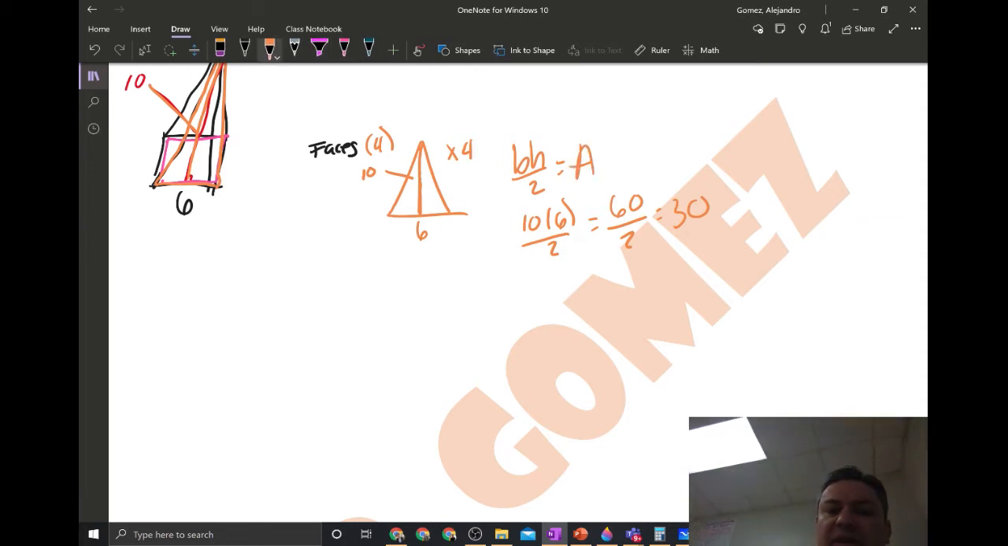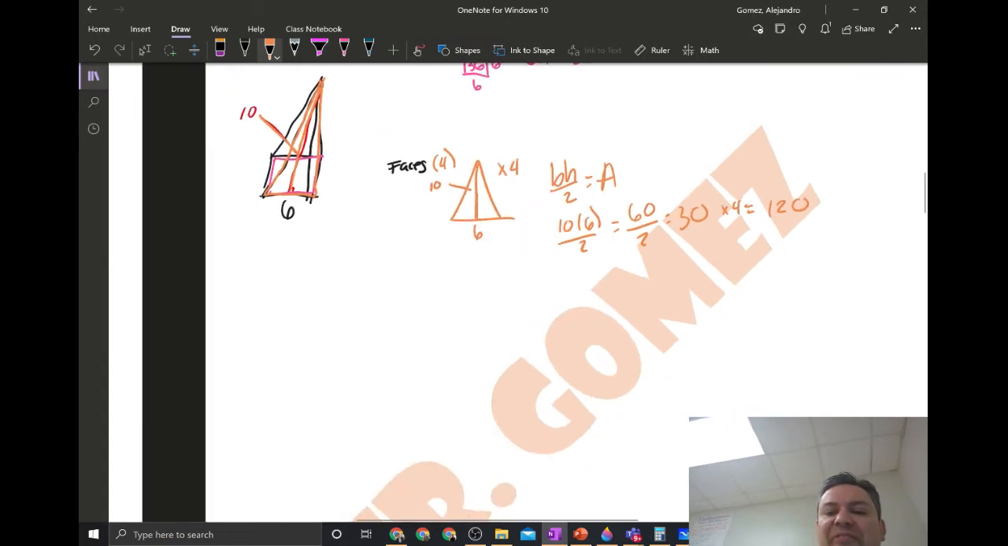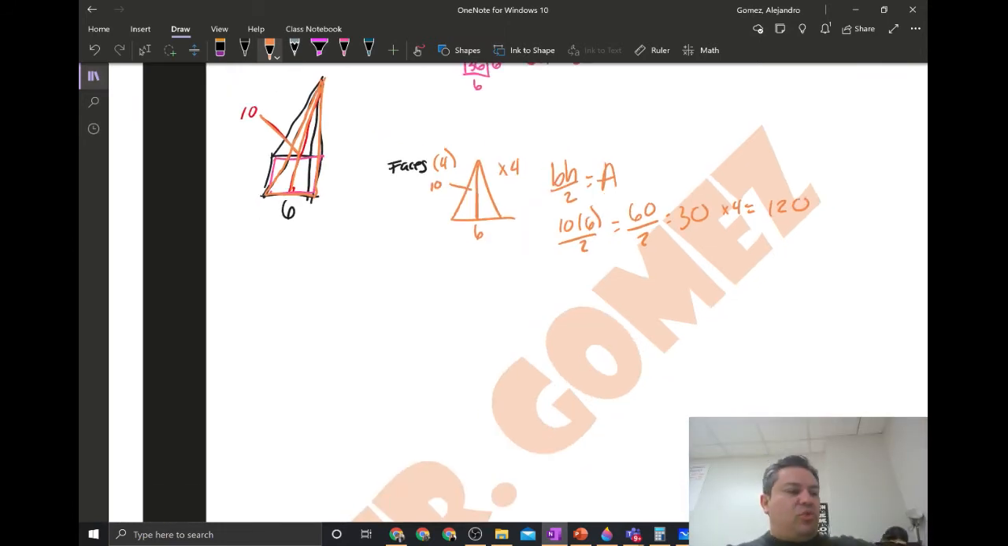I have 4 of them. So 30 times 4 is 120. So all my faces, the area, if I was to wrap this pyramid sitting on the ground, I can't wrap or paint anything on the bottom. All I can do is something to the sides, and this is 120 units squared.